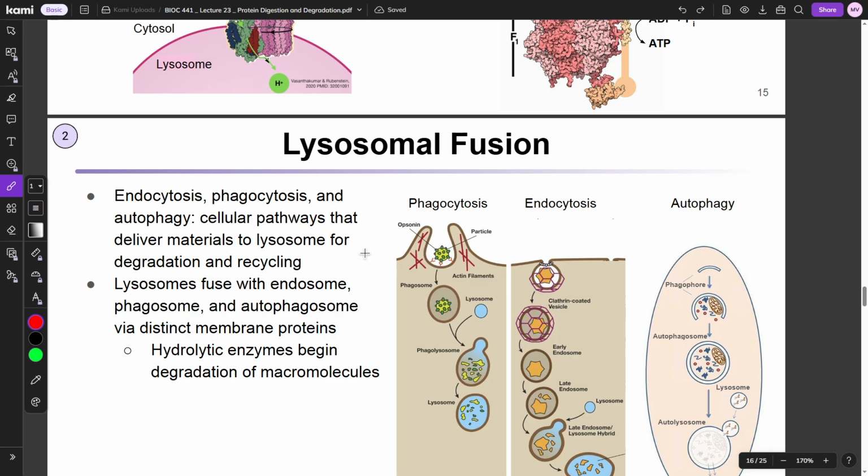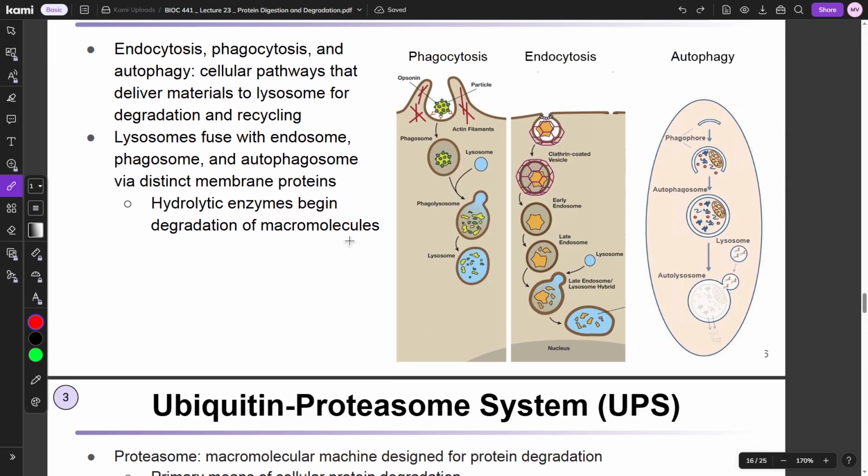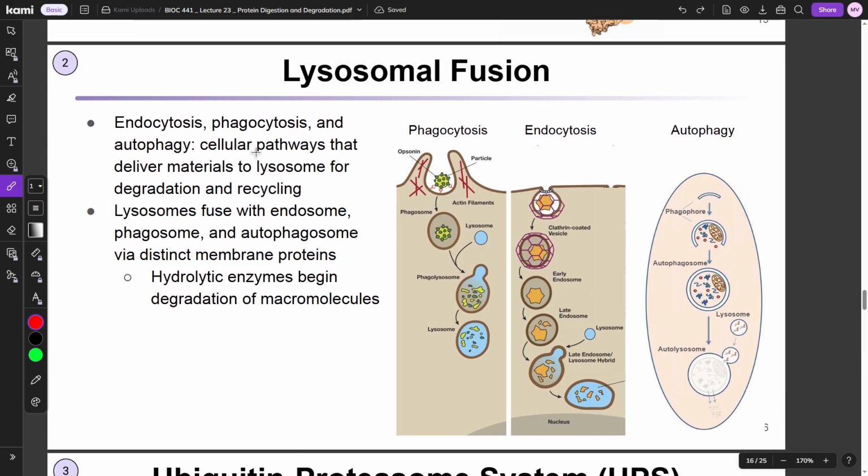This is just kind of going over endocytosis a little bit. I don't think this is super important to know. I think it's probably helpful to remember, I guess, or try and have the general idea of what's going on. So, basically, there's endocytosis, phagocytosis, and autophagy. These are cellular pathways that deliver materials to the lysosome for degradation.